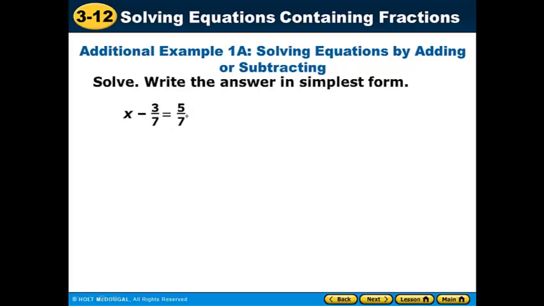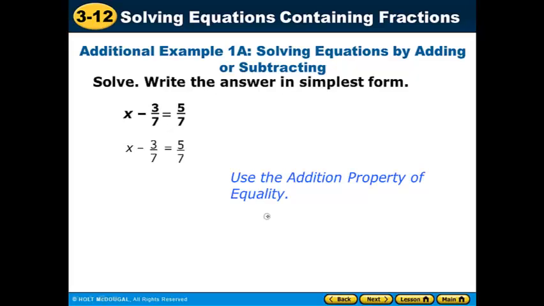Like last time, we need to ask ourselves the exact same questions. What is the variable? The variable in this case is x. What operation is being done on the variable? In this case, it is subtraction. And how do we undo that subtraction? We need to add. So instead of subtracting 3/7, we are going to do the inverse operation, which will be to add 3/7 on both sides.